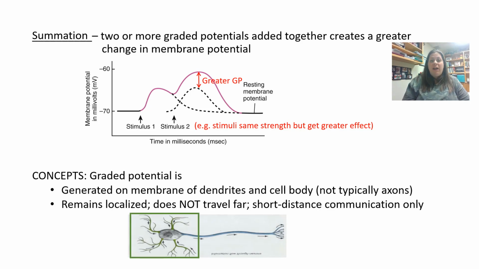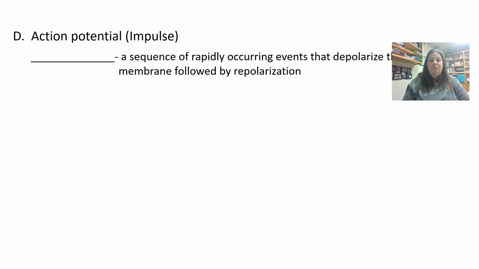So when we look at graded potentials, they're going to generate on the membrane of dendrites and the cell body, not the axons. Typically, sometimes they do happen on the axons, but it's going to remain more localized. It does not travel very far, so this is short distance communication only with graded potentials.